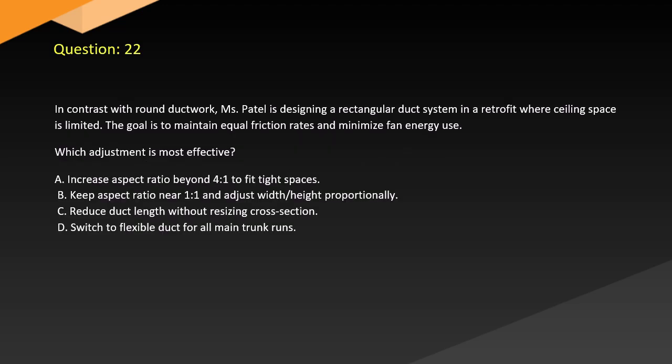Question 22. In contrast with round ductwork, Mr. Patel is designing a rectangular duct system in a retrofit where ceiling space is limited. The goal is to maintain equal friction rates and minimize fan energy use. Which adjustment is most effective? A. Increase aspect ratio beyond 4.1 to fit tight spaces. B. Keep aspect ratio near 1.1 and adjust width and height proportionally. C. Reduce duct length without resizing cross-section. D. Switch to flexible duct for all main trunk runs.